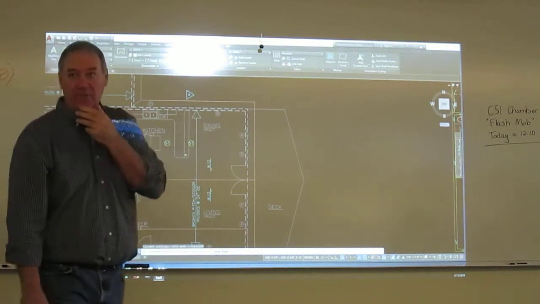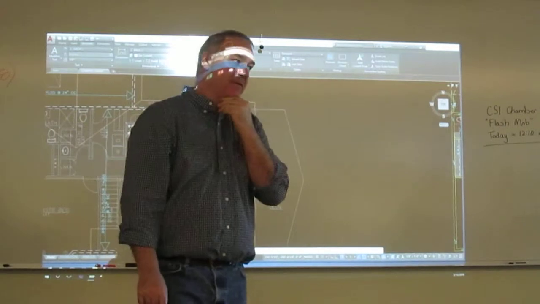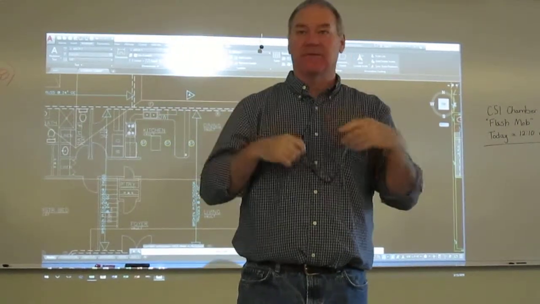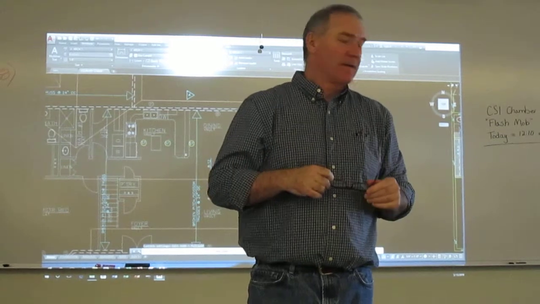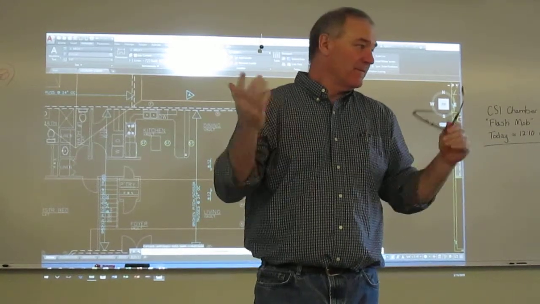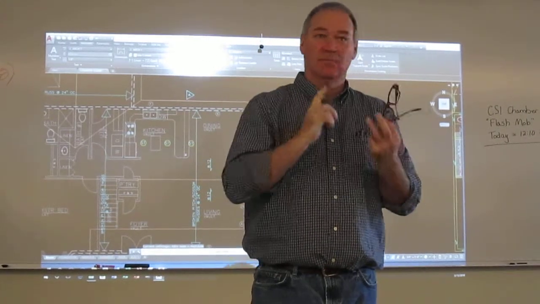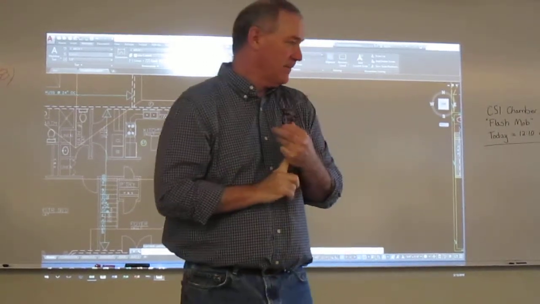Is that going to go up through the roof? Pellet stoves don't have to go through a roof. They can go through a wall, okay, because they're a forced air system. So maybe it doesn't go through the roof. Maybe it does. Skylights must be shown, must be dimensioned.